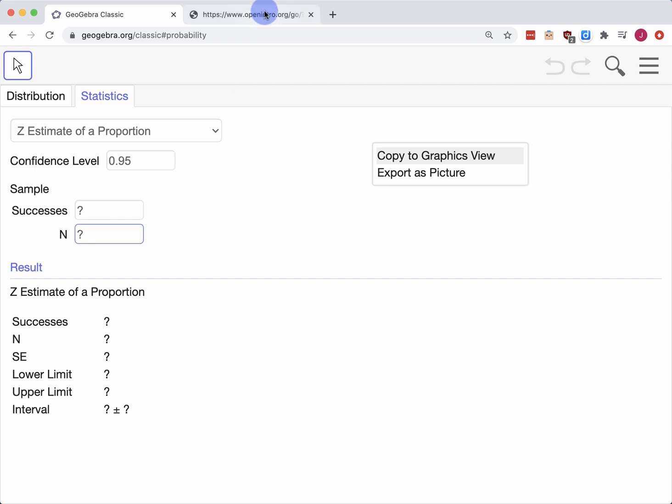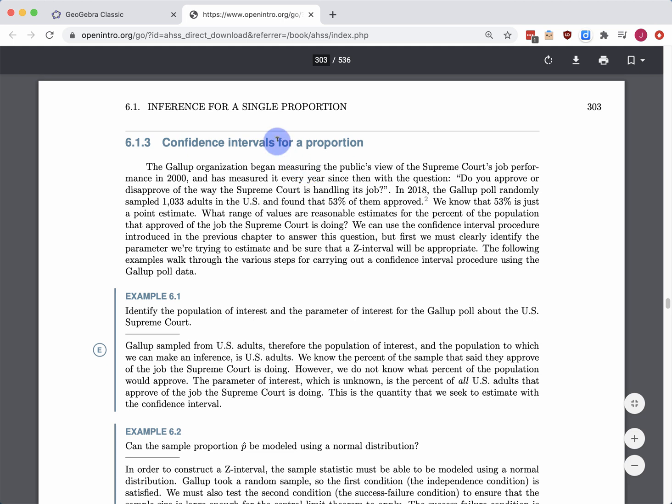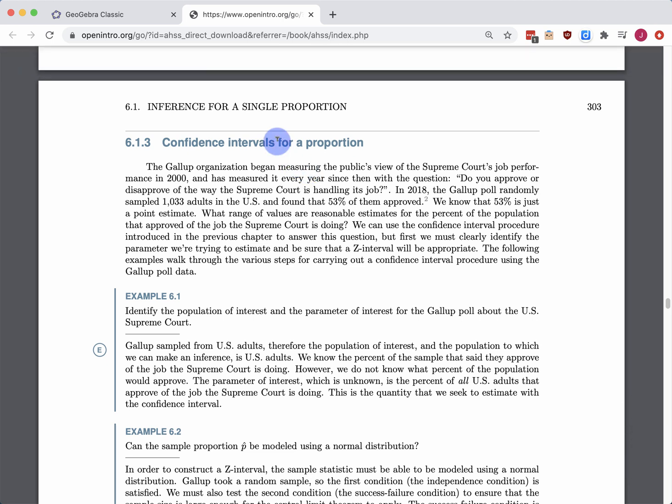I already have an example that I'm going to borrow from the OpenIntro Statistics Advanced High School Statistics. It's on page 303. The Gallup organization began measuring the public's view of the Supreme Court's job performance in 2000 and measured it every year since then with questions. Do you approve or disapprove of the way the Supreme Court is handling its job? In 2018, the Gallup poll randomly sampled 1,033 adults in the U.S. and found that 53% of them approved.